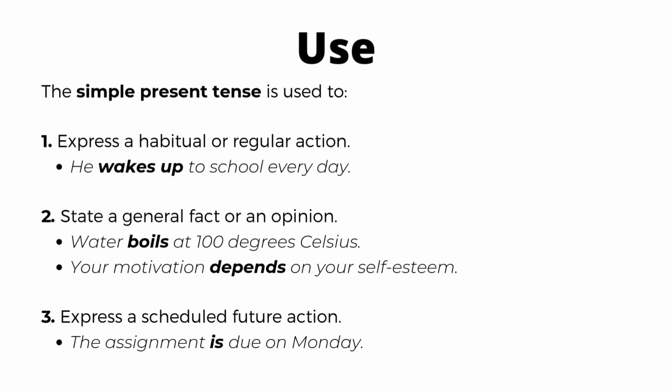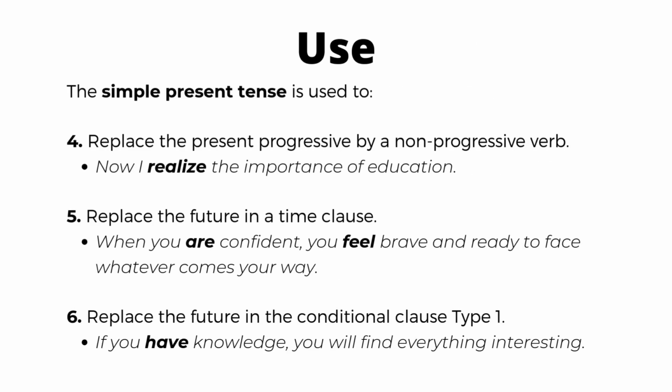The simple present tense is used to express a habitual or regular action. He wakes up to school every day. 2. To state a general fact or an opinion. Water boils at 100 degrees Celsius. Your motivation depends on your self-esteem. 3. To express a scheduled future action. The assignment is due on Monday.